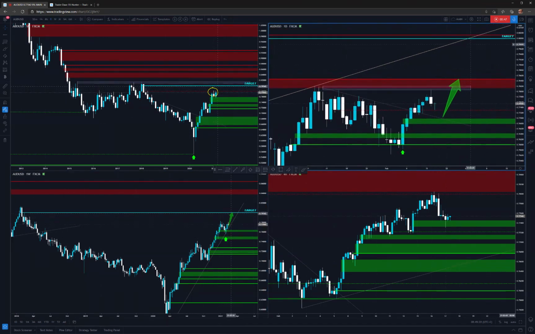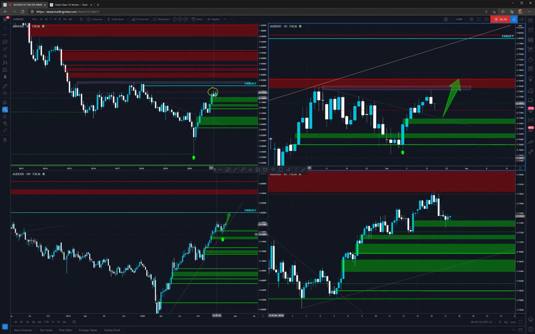So here we can see on the daily how it looks. It's still quite a lot of room for the potential longs, right? It's almost 300 pips. However, I will not be targeting this.